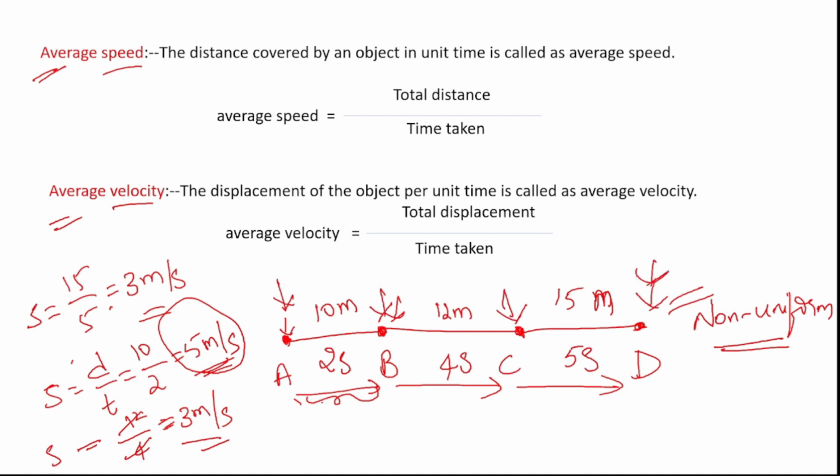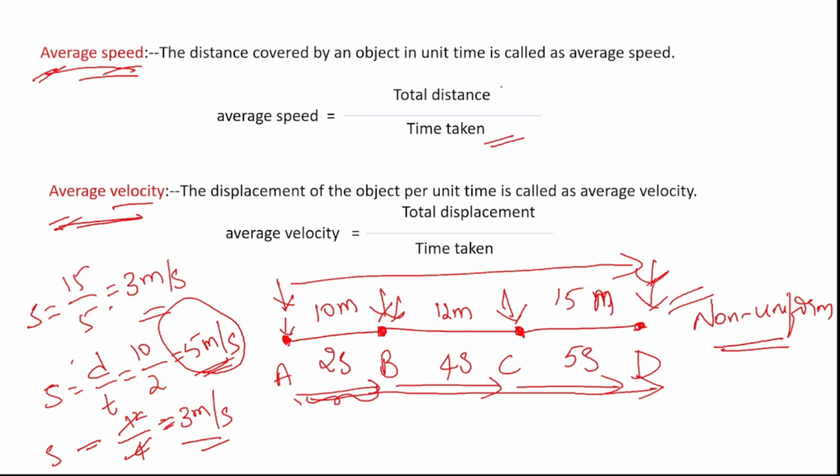So, if you want to know at what speed the car has traveled in this total journey, is it possible with only the speed formula or velocity formula? No, right? So, we need average speed and average velocity in order to know the speed and velocity of a non-uniform motion body, right? So, by this we can say that average speed is nothing but the total distance covered by the time taken.